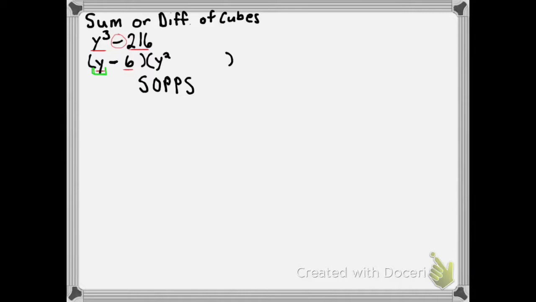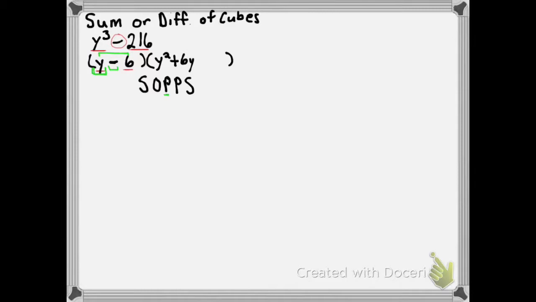The O in SOPPS means opposite sign. So it's the opposite of what we started with here. So in this case, it'll be plus. The first P means product. It means you're going to multiply these two terms together and get that middle term. So y times 6 is 6y. Notice we're not worried about the sign. The sign's already taken care of.